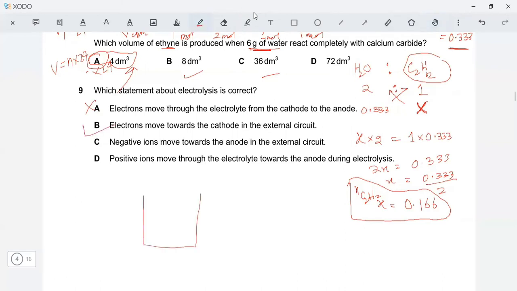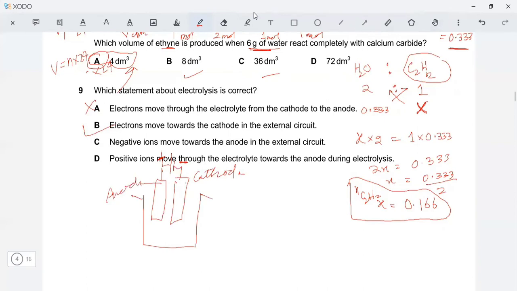So let's say this is the experimental setup for the electrolysis process. Let's say it's a simple electrolytic cell. There are supposed to be two electrodes. The positive one is the anode. This is the negative terminal of the battery, this is the positive terminal. The positive terminal is drawn as the bigger line, and the negative terminal as the smaller one. The electrode connected to it is called the cathode, and this is supposed to be the anode.